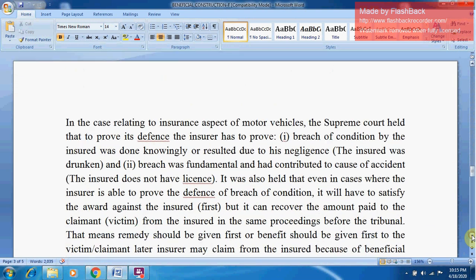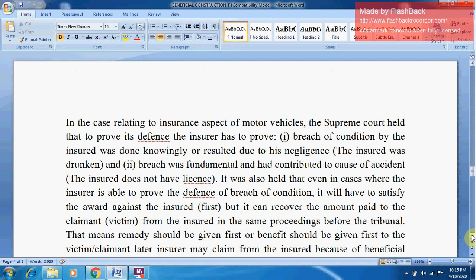Now let us see, in the case relating to the insurance aspect of motor vehicles, the Supreme Court held that to prove its defense, the insurer has to prove, number one, that the breach of a condition by the insured was done knowingly or resulted due to his negligence, that is, the insured was drunk, and two, that the breach was fundamental and had contributed to the cause of the accident, that means the insured does not have the license.